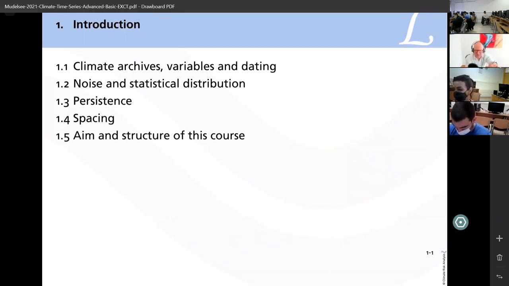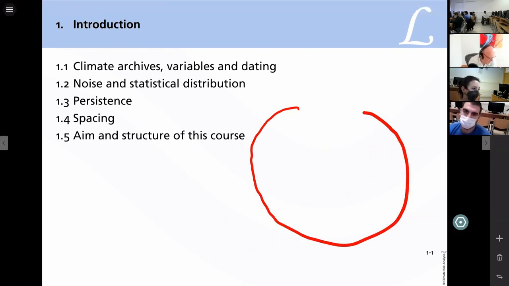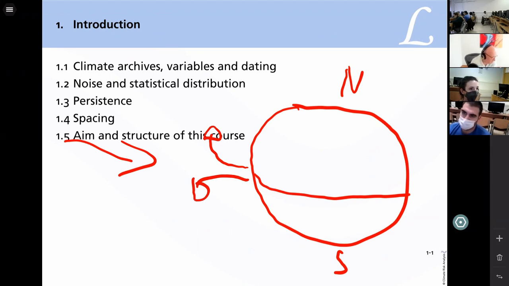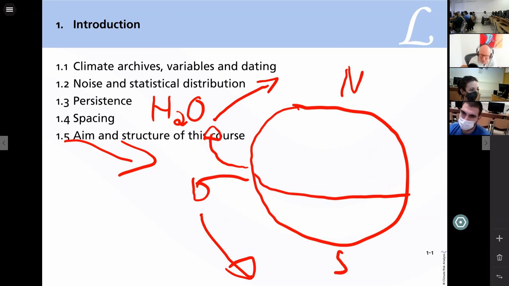So let me try to explain this delta 18O proxy variable here. Okay. So we have the globe. This is north. This is south. This is the equator. The sun goes mostly on the equator. That means the temperature is here higher and the air is elevated. And it contains water, H2O. And then this travels to the higher latitudes. And occasionally it rains.